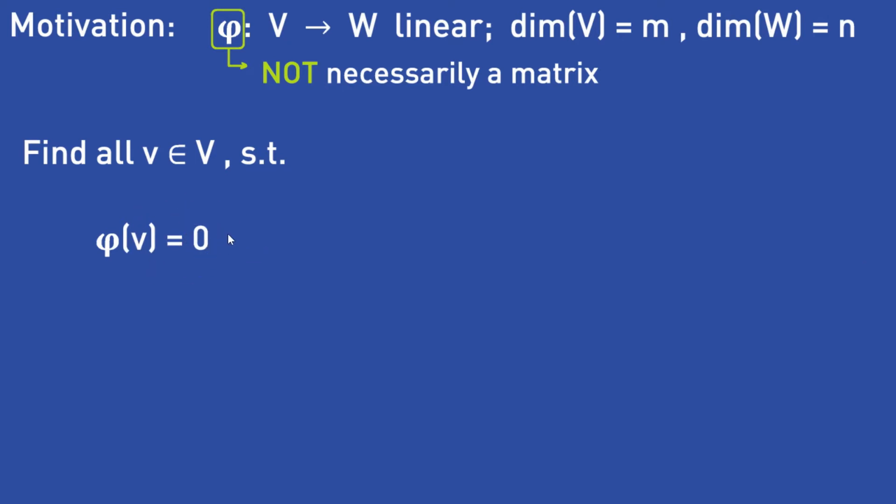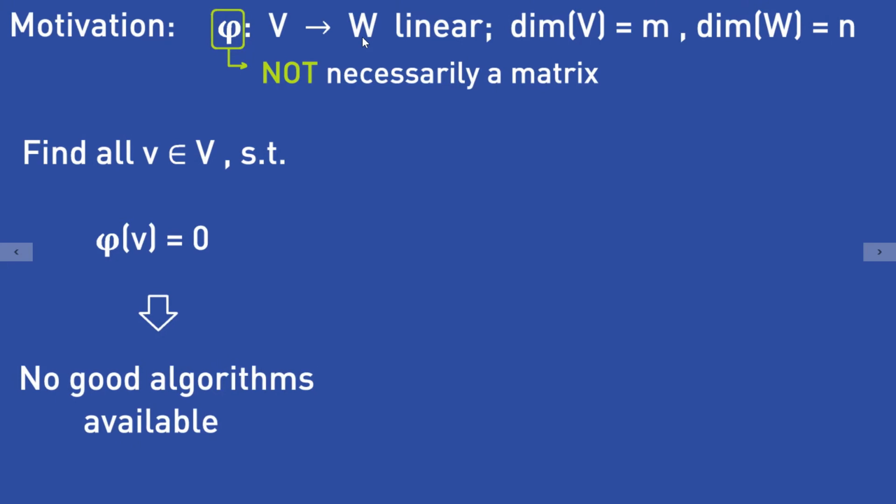If the mapping phi was a matrix, you could now use, for example, the Gaussian algorithm to find these small v. But we don't know if phi is a matrix. As I said before, it can be any linear mapping between V and W. So we don't have any good algorithms to solve that problem here.